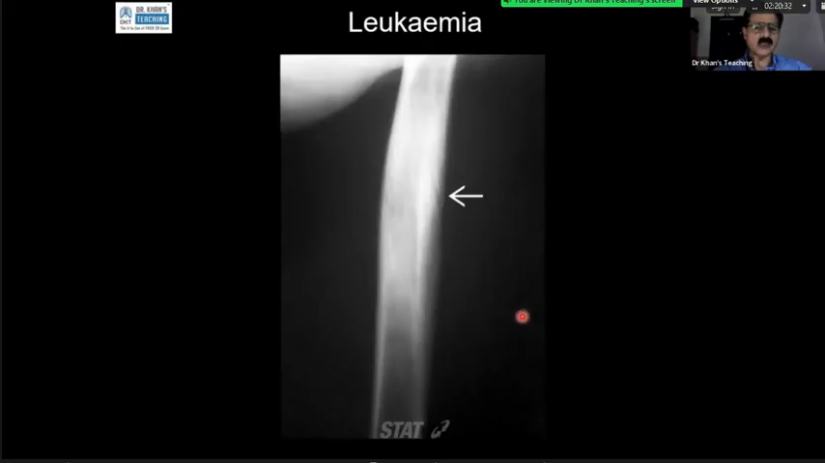Just to make a point, this is another case of leukemia where it is involving the diaphysis. There is a thick periosteal reaction, some lamellar periosteal reaction. If you look carefully, there is permeative bony destruction. This is normal bone, this is abnormal, this is normal, this is abnormal. Where is the zone of transition? It's not very clear.